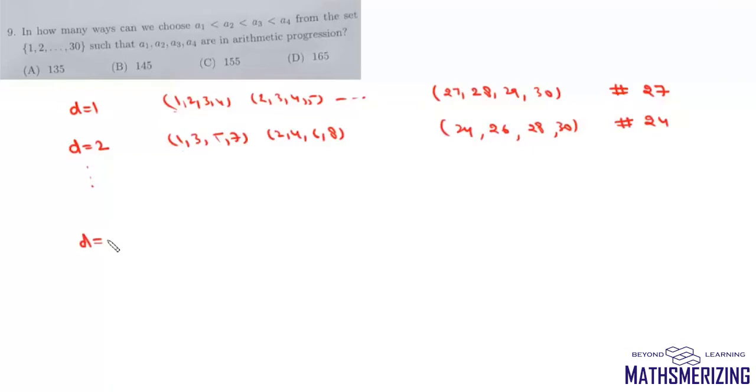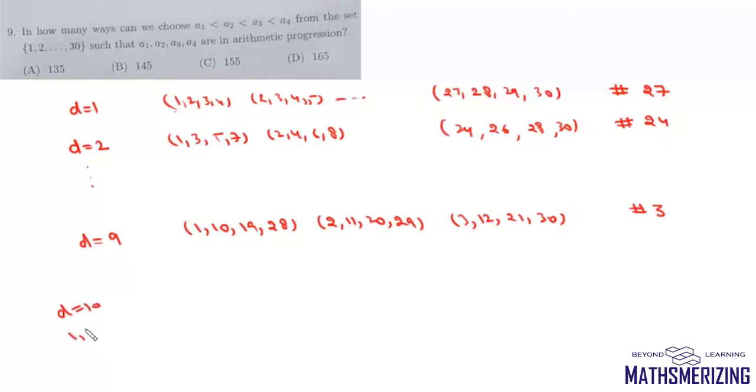And it'll continue till we get a common difference of, I think, 9. So if we take common difference as 9, we'll get 1, 10, 19, 28, or 2, 11, 20, 29, or 3, 12, 21 and 30. So we have 3 cases here. Now if we take d as 10, then we will get 1, 11, 21 and 31. 31 is not there. So these are all the possible combinations.